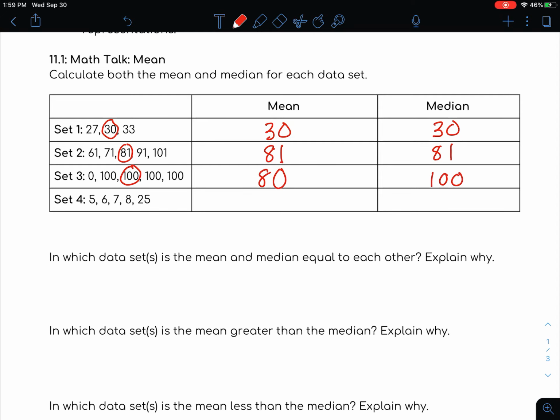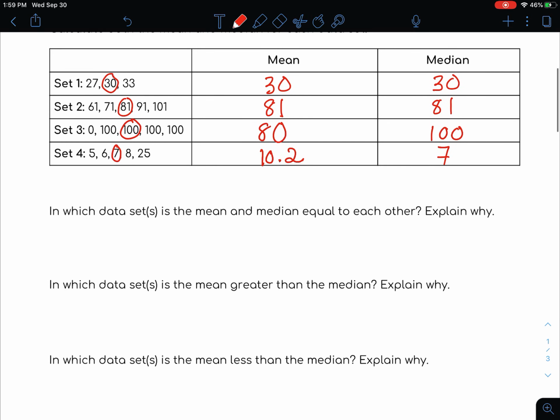And then for set number 4, again, let's add them together. 5 plus 6 plus 7 plus 8 plus 25, which I believe is 51. And 51 divided by 5, because there are 5 numbers, is 10.2. And if I look at the median, that's going to be 7.